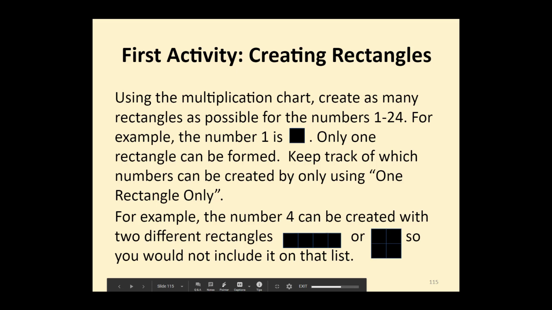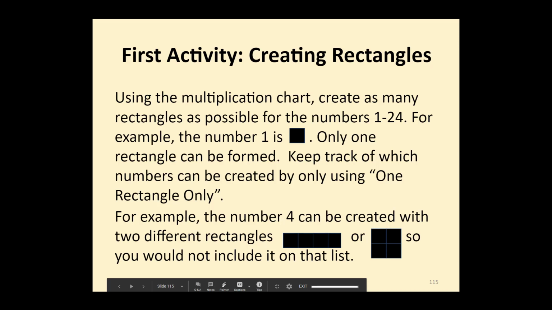So why don't you try this yourself? Using a multiplication chart, or if you have graph paper, that's another great way to do this. Again, it gives the students time to reflect. Give them graph paper and some crayons and have them explore. Give them the numbers 1 through 24. Ask them, how many rectangles can you make for each one of those numbers? For example, the number 1 is only 1 square. You can only make 1 times 1. Only 1 rectangle can be formed.